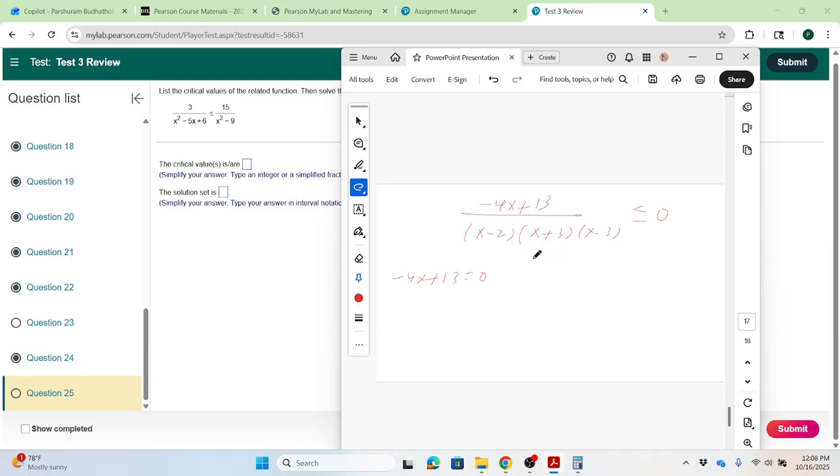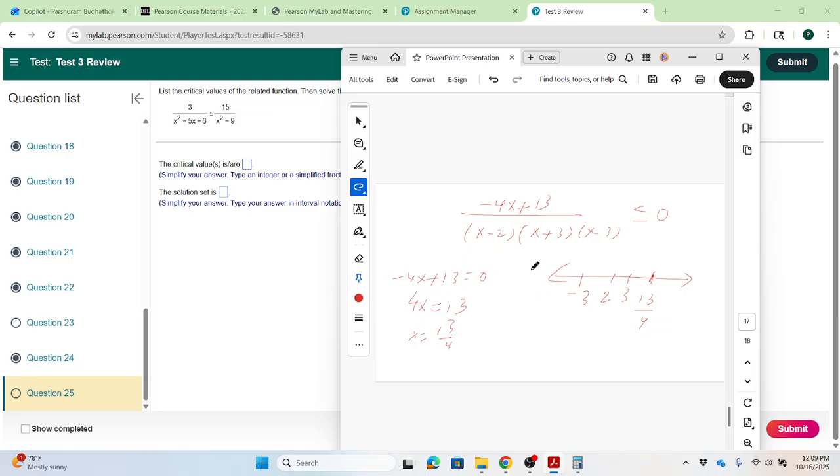If you solve for x, it is 13 over 4. So that's one of the critical values, 13 over 4. From the denominator, x equal to 2 is another one, x equal to 3 is another one, x equal to negative 3 is another one. So now you need to check what happens to this function on these intervals.